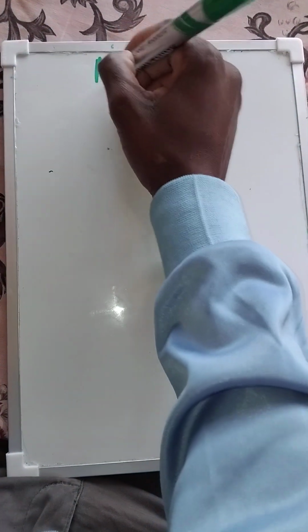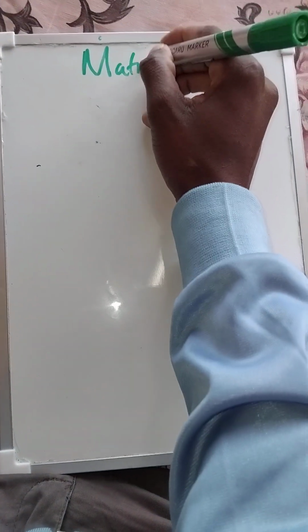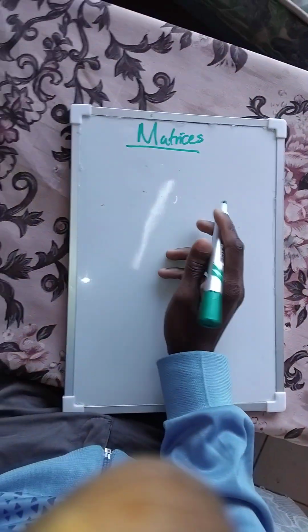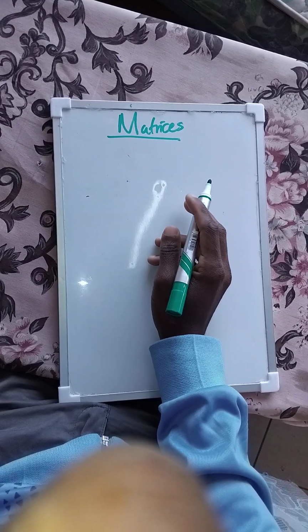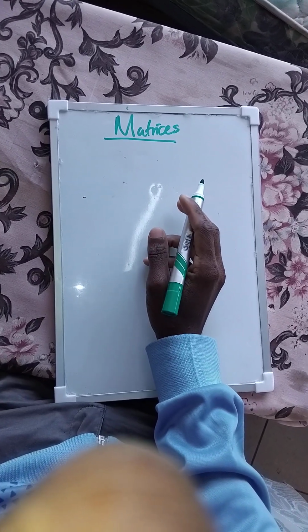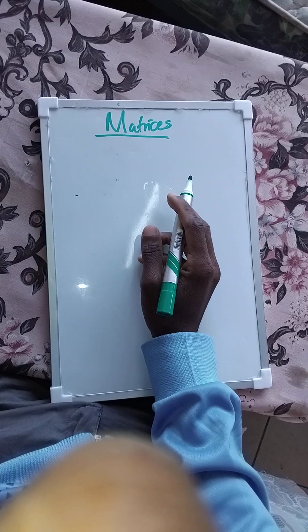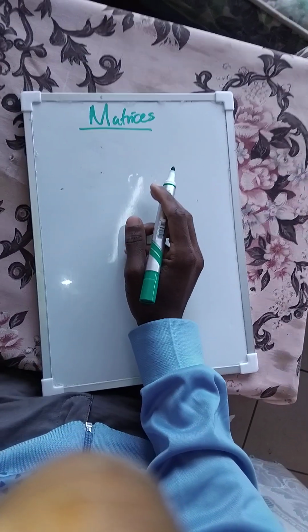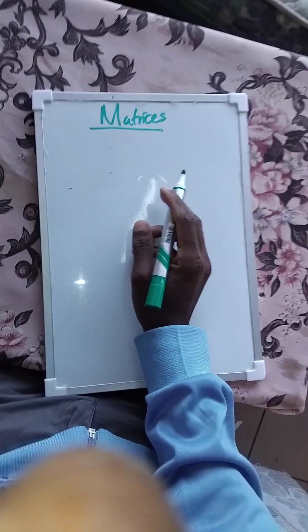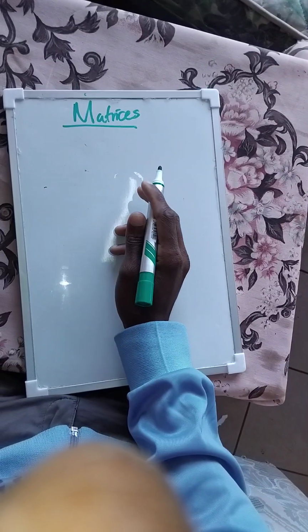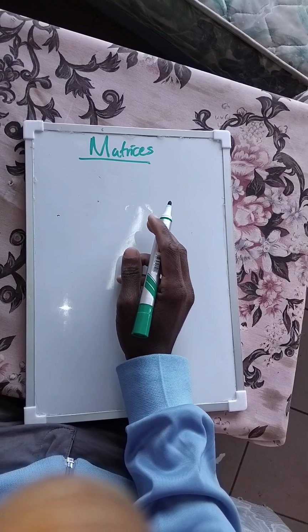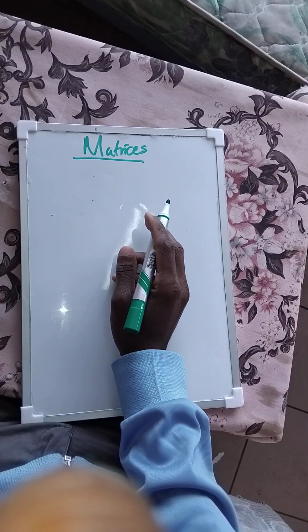Today I want to do matrices. So a matrix is a rectangular pattern of elements arranged in rows and columns. So that's our matrix definition. This is the matrix definition.